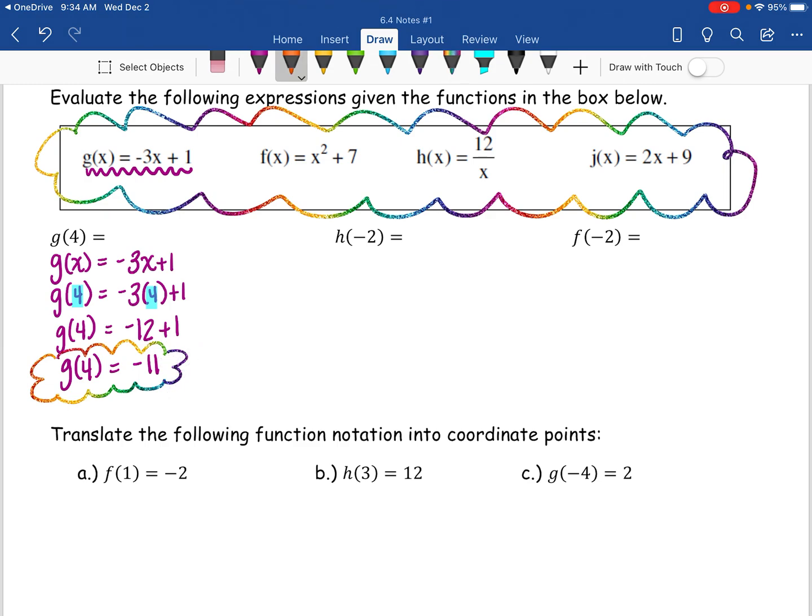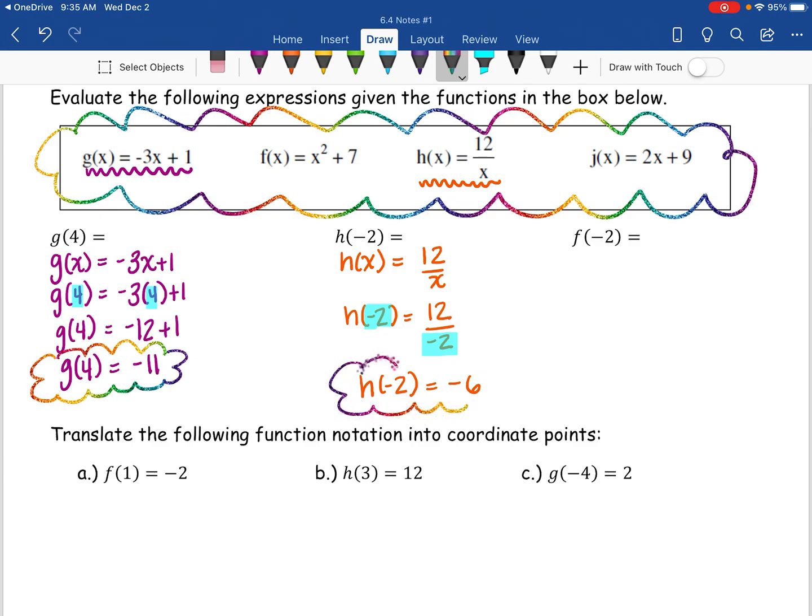Okay. Let's look at the next one, h of -2. We have to pick our function, and we're going to use h because it says to use h in the question. So h of x is 12 over x. That is our rule. And we're going to substitute -2 in for x. And then just calculate. 12 divided by -2 is -6, and that's our answer.